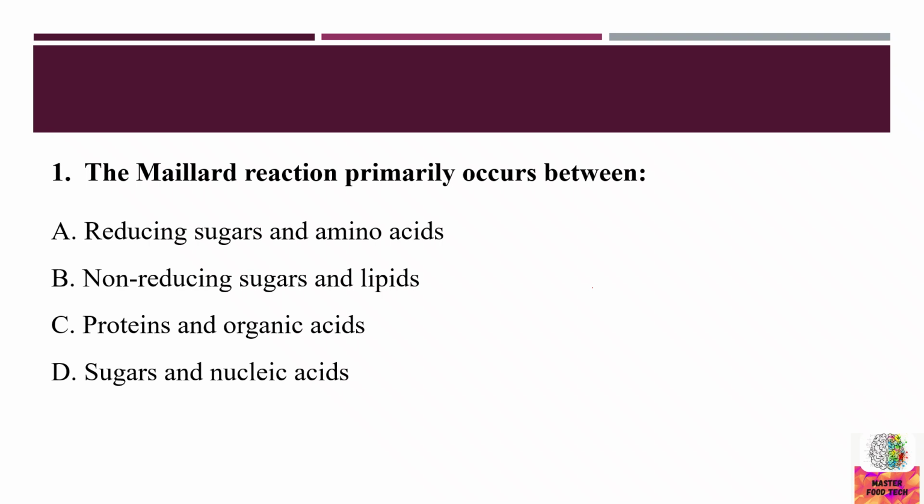The Maillard reaction primarily occurs between. Before going into the options, let's understand what the Maillard reaction is. It is a non-enzymatic browning reaction which is very important in food processing, especially during baking, roasting and frying. Conceptually, the Maillard reaction occurs between a reducing sugar and the amino group.